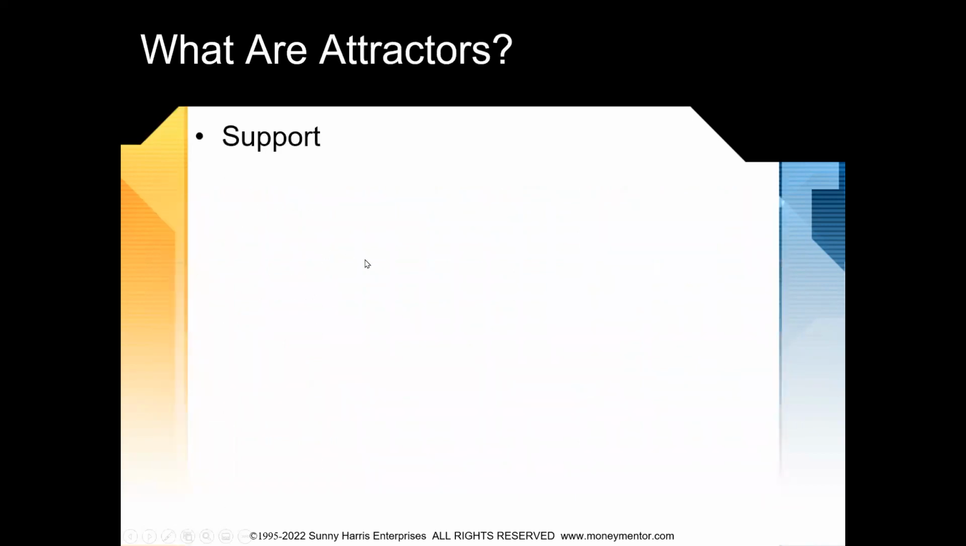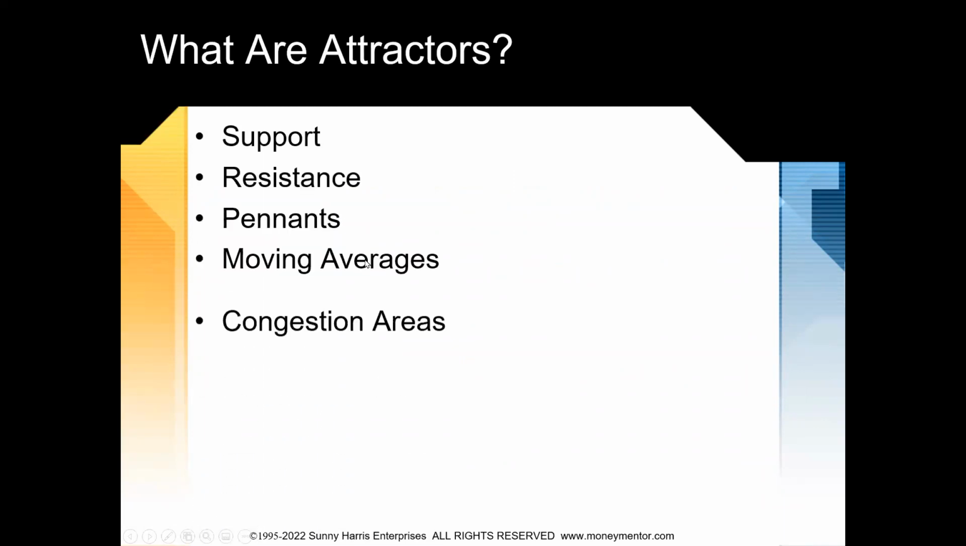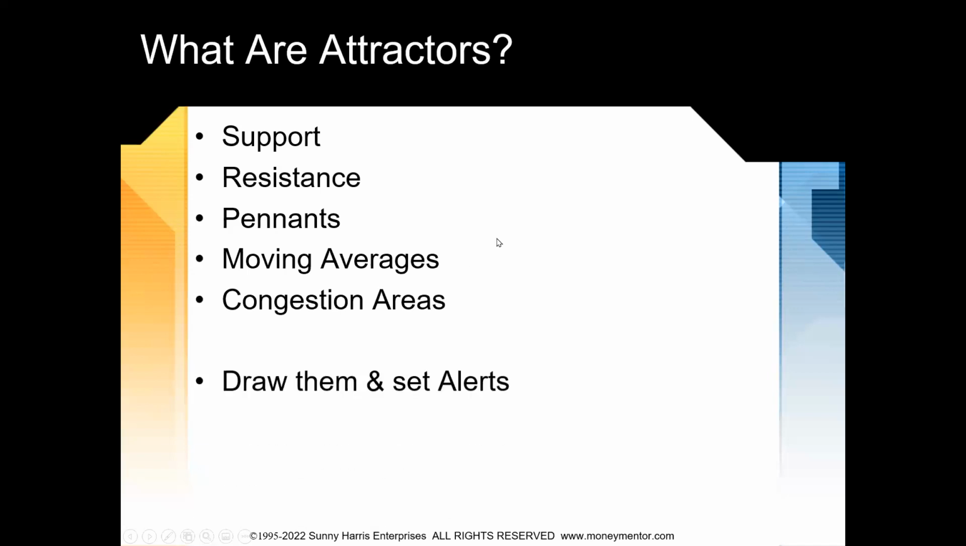So attractors, I mentioned those a minute ago. They're support, resistance, pennants, moving averages, congestion areas, and I draw them, and then I set alerts on either trend lines or horizontal lines. I set alerts on them, so I get a little box that pops up to tell me that an alert has occurred, and you can click on it. It'll take you right to the chart that it happened on.